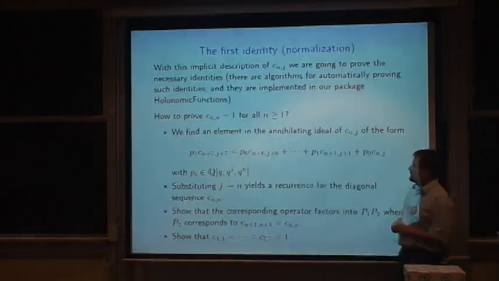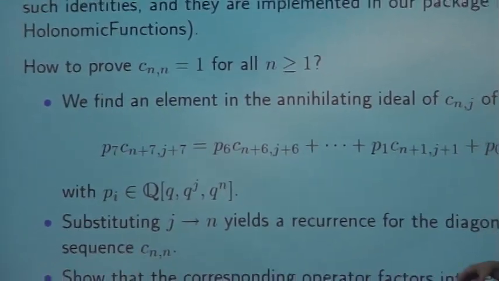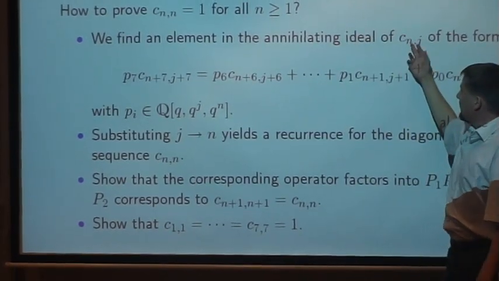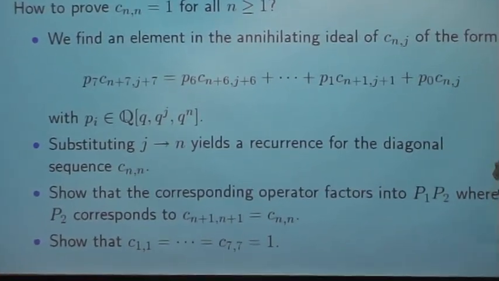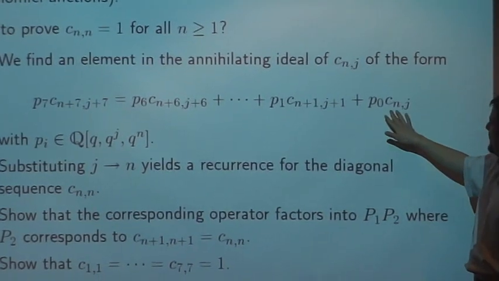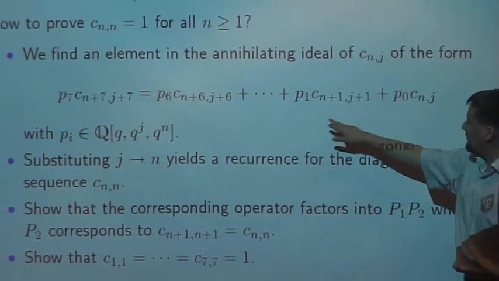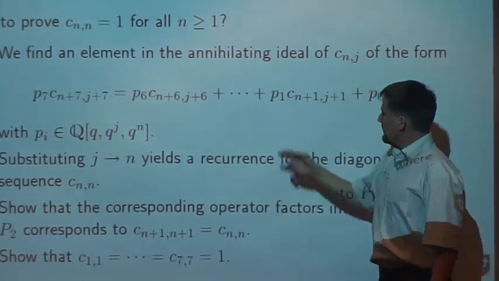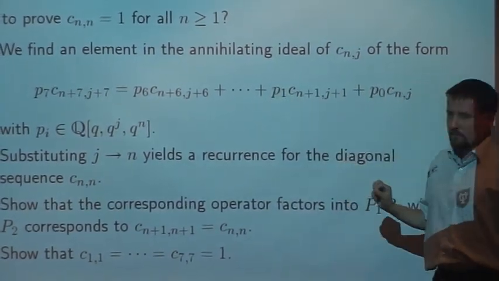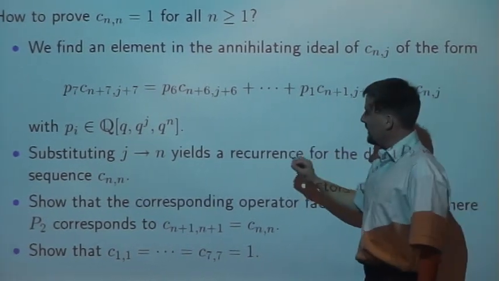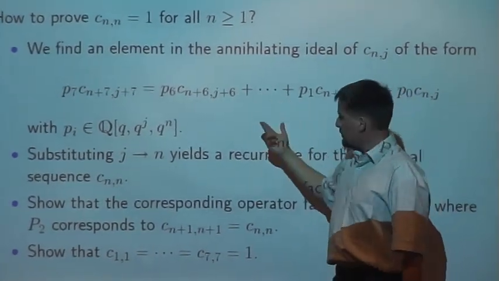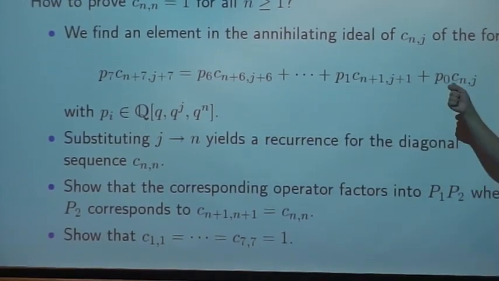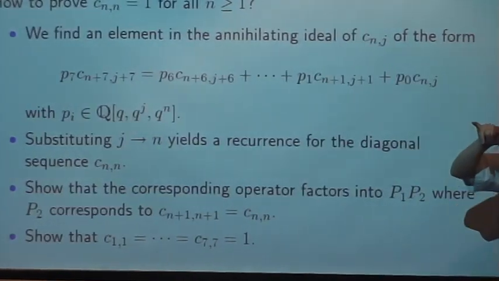And so we can use these methods that I have implemented in my package. And in this case, we do the following. We take this annihilating ideal, this ideal of recurrences for this function, and we look for a special element in this ideal, namely which is of this form, that I have always the same shift here, and some coefficients here, which are polynomials. And then I do the following. I substitute j goes to n, and I get a recurrence only in n, the j is gone. And this recurrence gives me the elements on the diagonal.